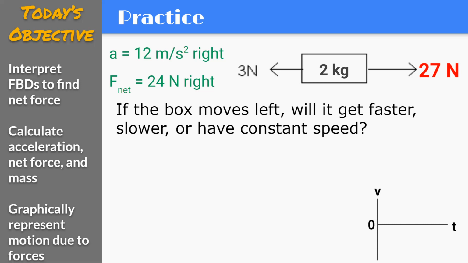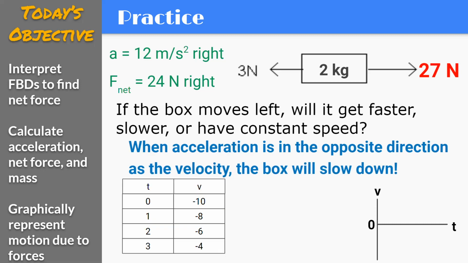Slower. Yes, it will get slower, because if the acceleration is in the opposite direction as the motion, you will slow down. I know my acceleration is to the right. I can see it in the diagram. I also have it right here, 12 meters per second squared to the right. If this is moving opposite, left is opposite, you will slow down.